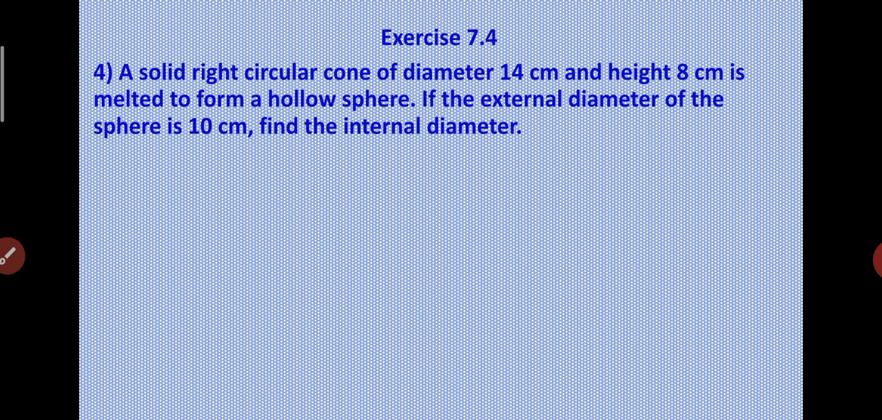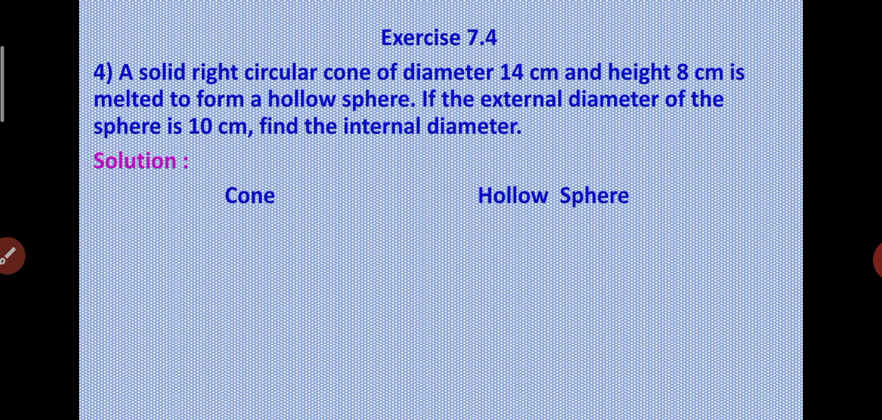They ask you to find out the internal diameter. First we want to find out the internal radius. If you multiply with 2 you will get the internal diameter. Another important thing, children: the cone was melted and recast into the hollow sphere. So volume of the cone is equal to volume of the sphere, isn't it? Using that we have to proceed with the sum, children.